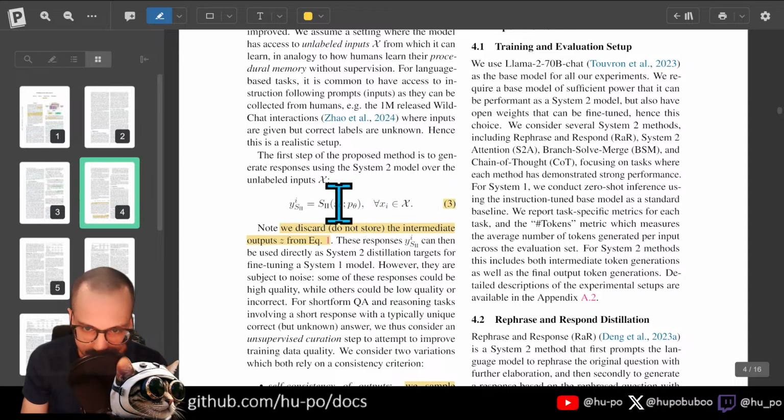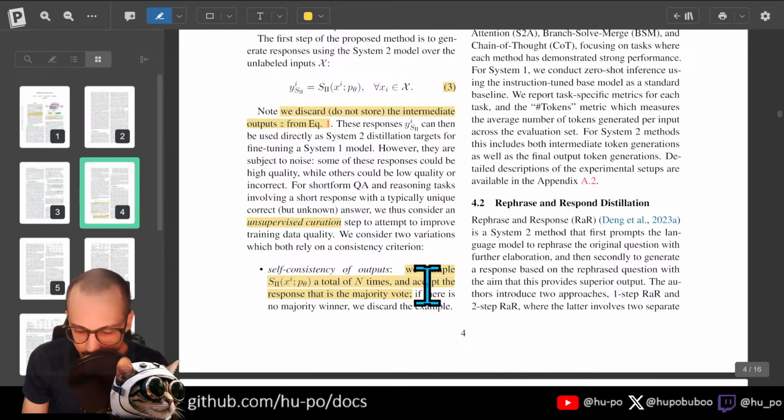So you see here, System 2 gets some X, it outputs some Y, and then you use that as basically a new training data set for System 1. They call this unsupervised curation, right? Where you're curating the output.